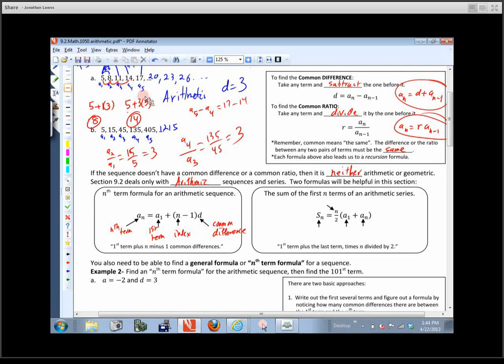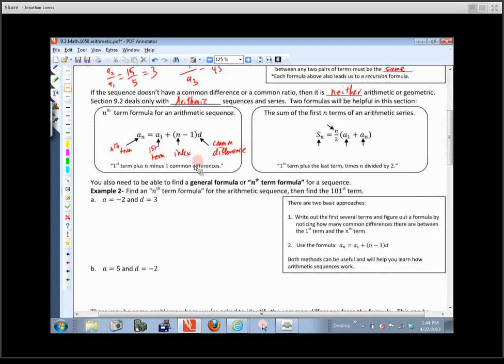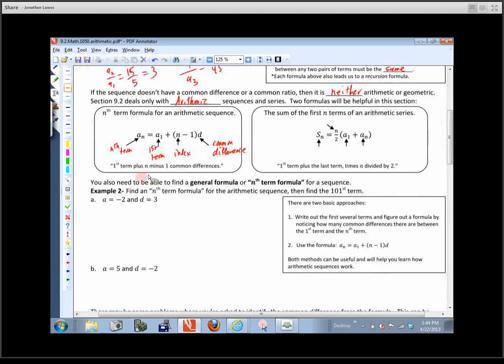So if I want to get to the fifth one, how many common differences are there? 1, 2, 3, 4 common differences to get there. So if I wanted to go from the first term to the 20th term, how many common differences? 19 common differences. So that's why this formula works out the way that it does. So the nth term formula is the first term plus n minus 1 common differences. There's the first term. There is n minus 1 common differences. Does that make sense?